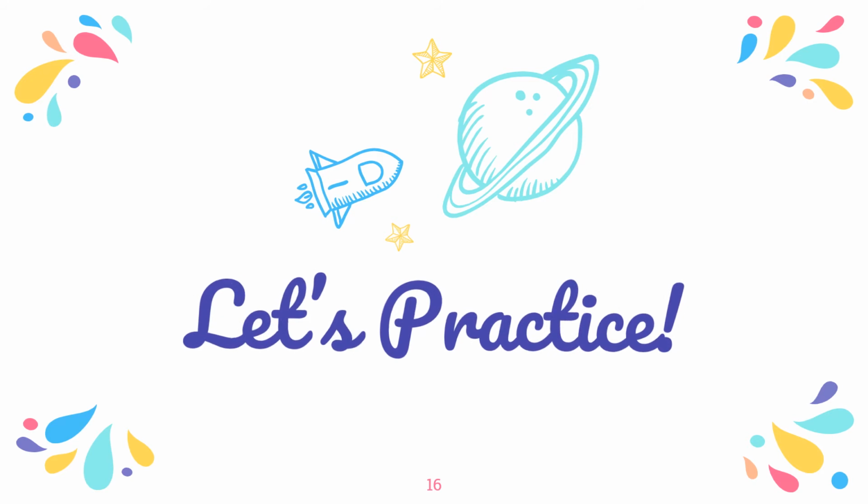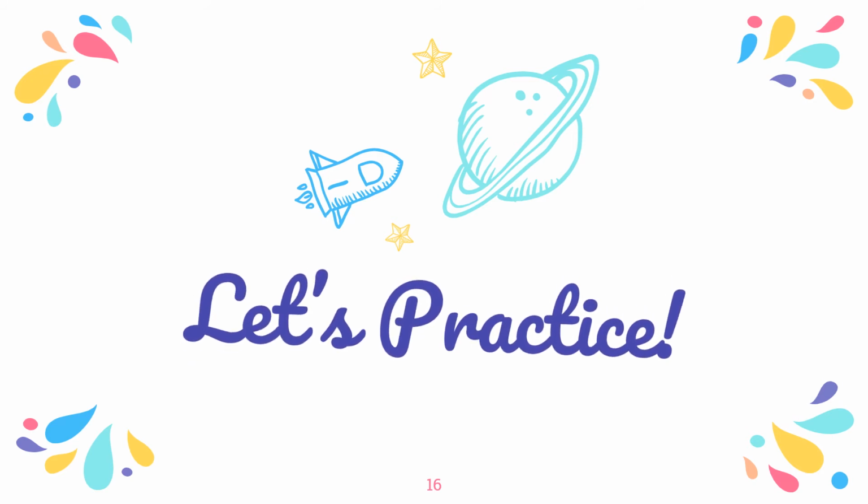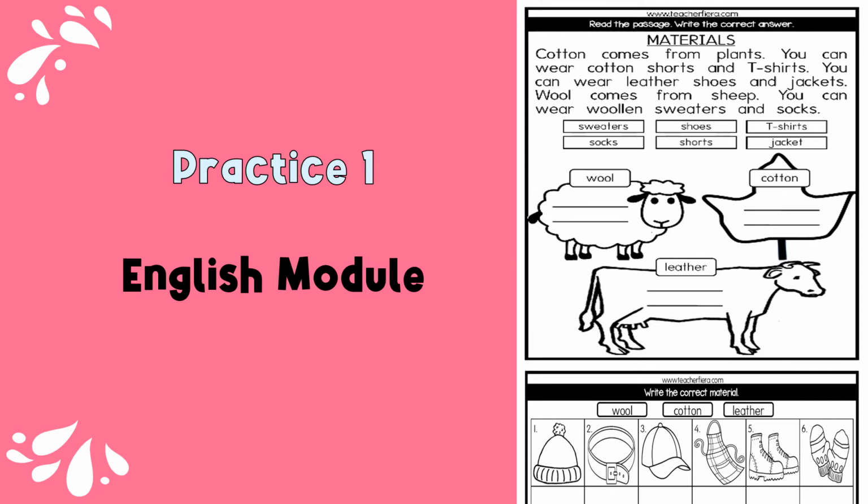Okay, so now we have come to our practice. Let us have a practice. For practice 1, you have to take out your English module and turn to this page. Okay? Read the passage and write the correct answer. Okay, so you have to read first. Let us read together. Materials. Cotton comes from plants. You can wear cotton shorts and t-shirts. You can wear leather shoes and jackets. Wool comes from sheep. You can wear woolen sweaters and socks.